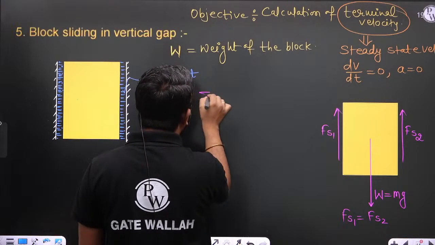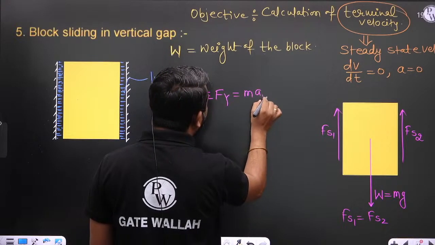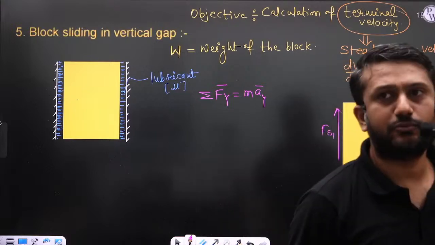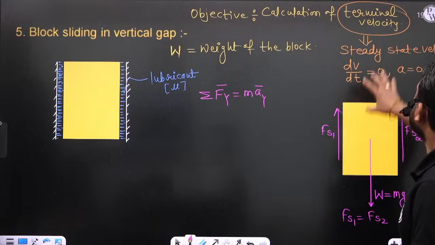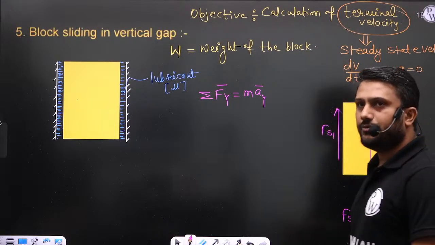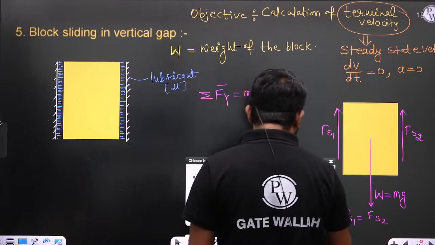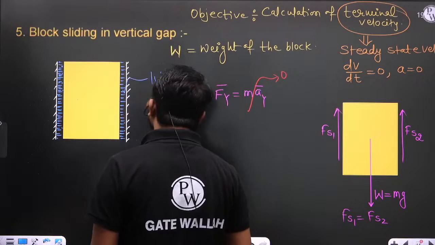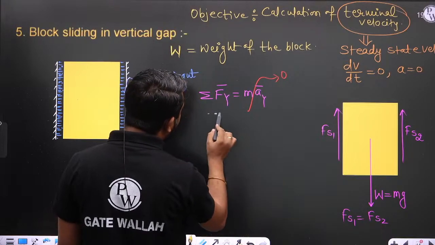From the equation of motion, the summation Fy is equal to M Ay. Since our focus is on the calculation of the terminal velocity, and corresponding to the terminal velocity the acceleration is 0, the acceleration part is 0 because we are focusing on the steady state velocity. So we can write the summation Fy equal to 0.